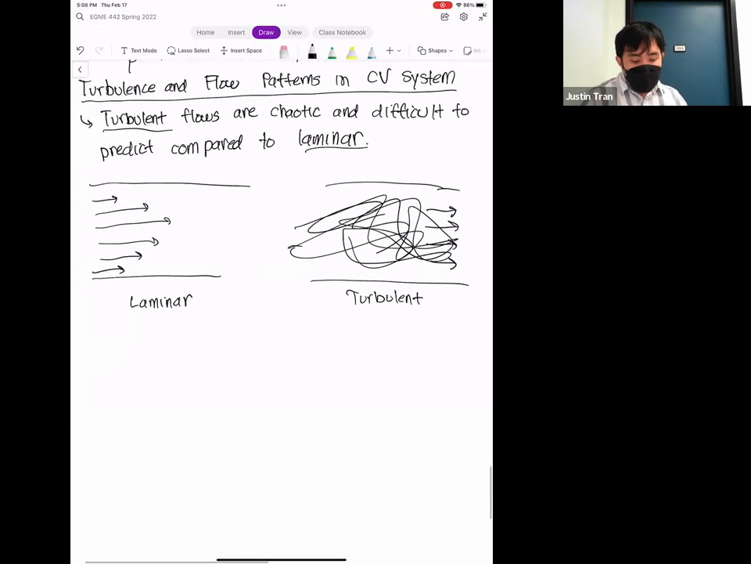And so from an analysis point of view, it's a lot easier to predict laminar flow because you can come up with a formula for that. But for turbulent flow, it's naturally a lot more difficult. There's still a lot of research being done on good ways to model turbulence. All right, and so the next question is, how do we determine whether a flow is laminar or turbulent?